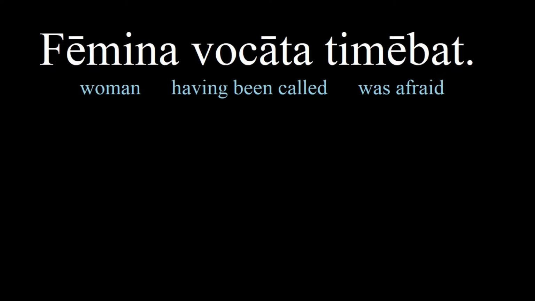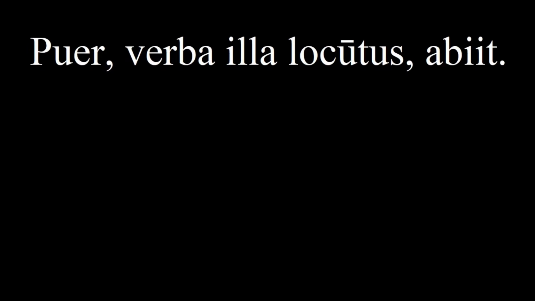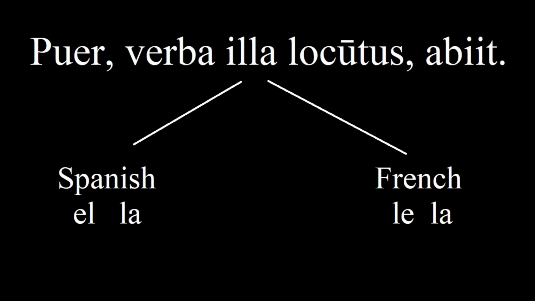And our final example contains a longer dependent clause. Puer verba illa locutus abiit. The main phrase is, the boy left, and in the middle we have the word illa. In the video on how Latin became the Romance languages, I mentioned that these words ille, illa, and illud eventually turned into the words meaning the in the Romance languages. For example, el and la in Spanish, and le and la in French.